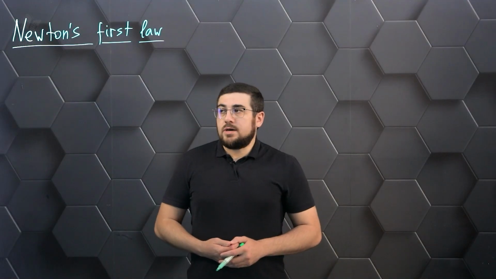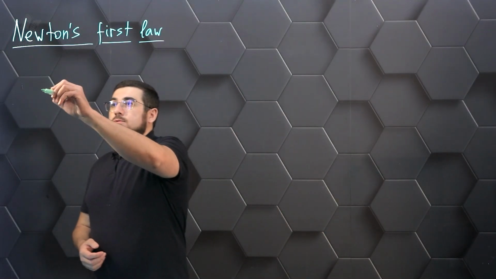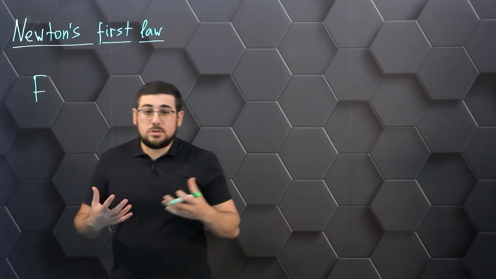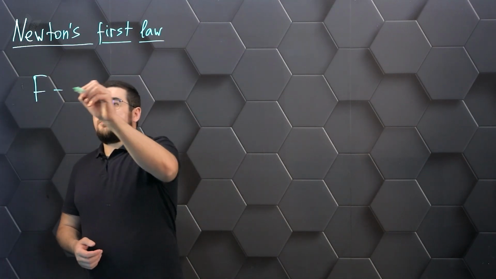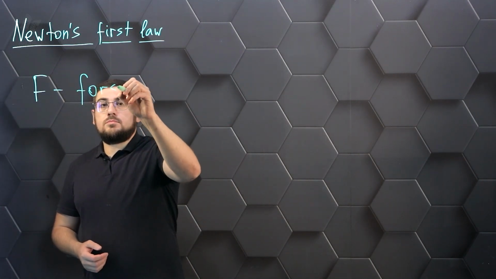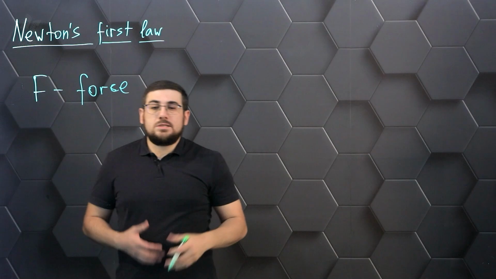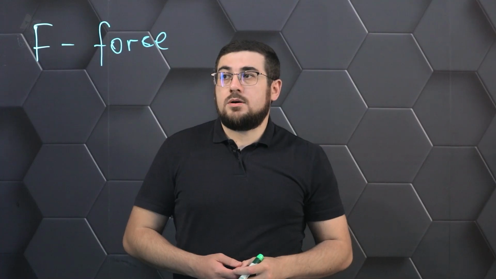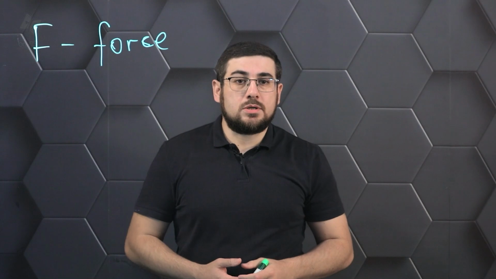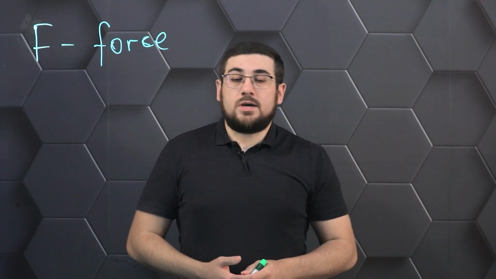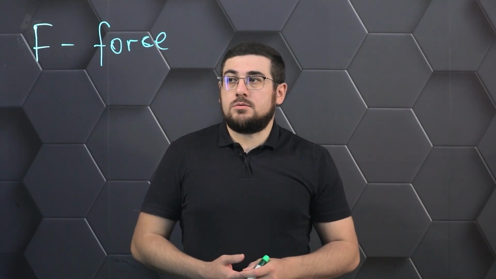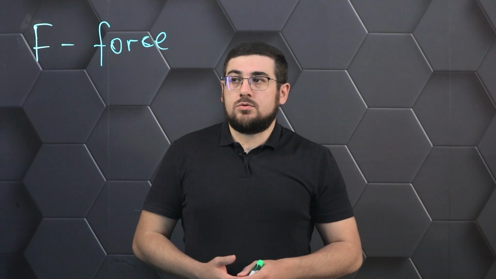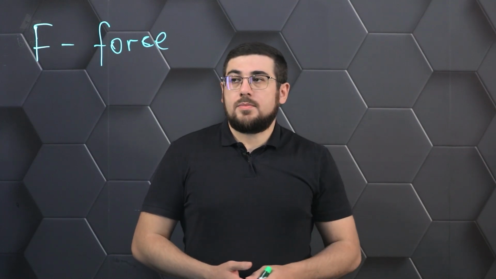We call a force a quantity that is denoted by the letter F, so it naturally has its own symbol. And it naturally has its own unit of measurement. Force is measured in newtons. This unit of measurement is named after a scientist who made a great contribution to this section and Newton's laws. These are the basic laws of classical mechanics.